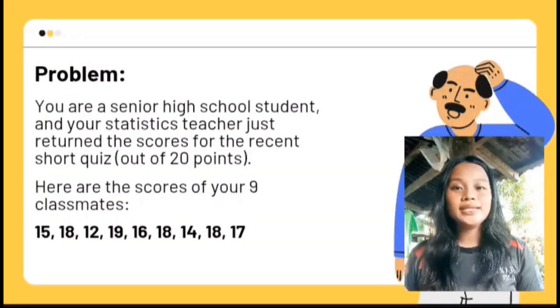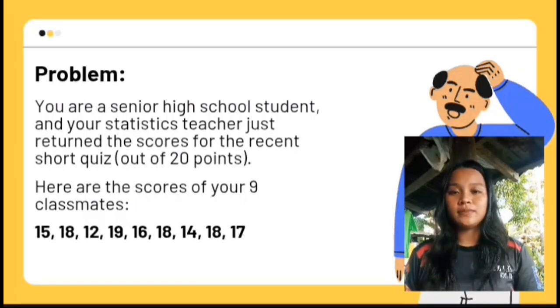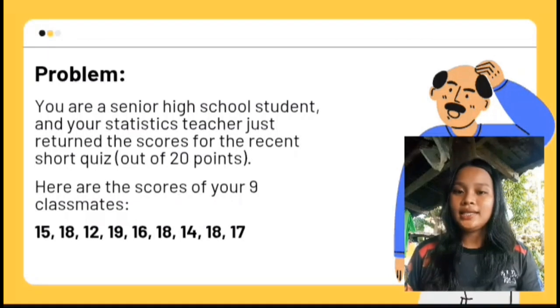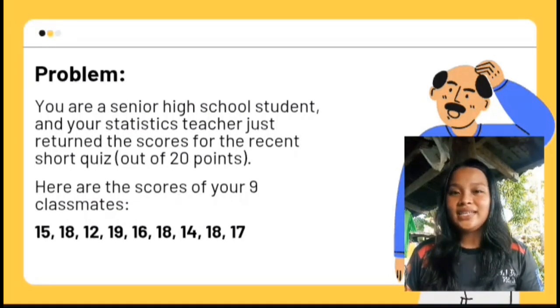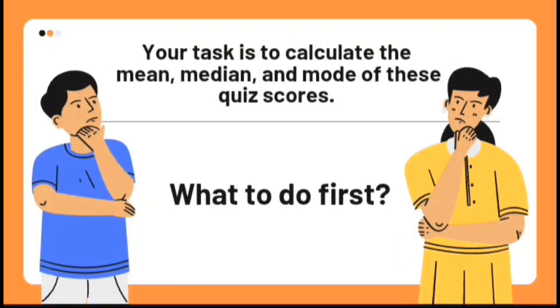Let us give you an example. You are a senior high school student and your statistics teacher just returned the scores for the recent short quiz. Out of 20 points, here are the scores of your 9 classmates: 15, 18, 12, 19, 16, 18, 14, 18, and 17. Your task is to calculate the mean, median, and mode of these quiz scores. What to do first?